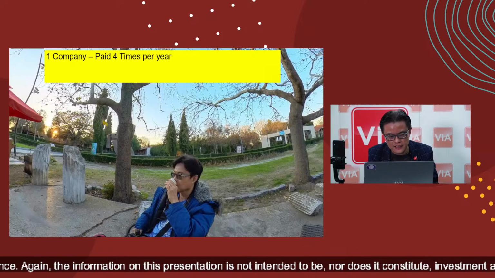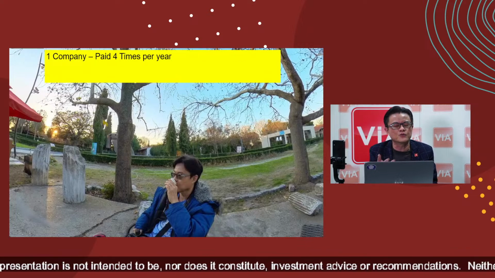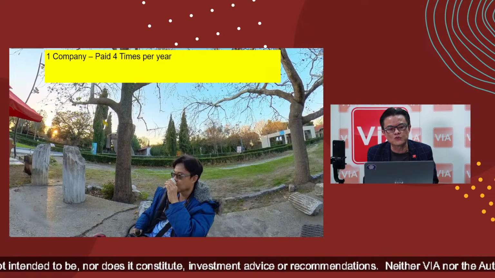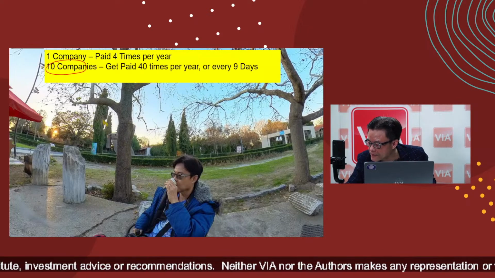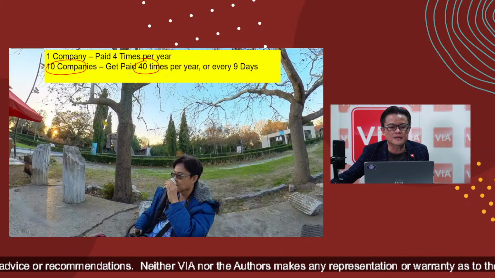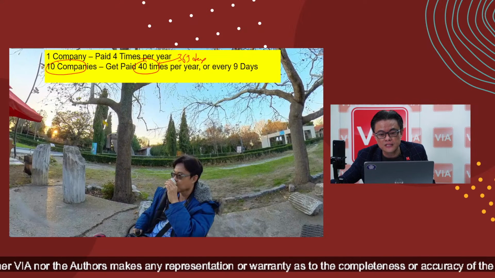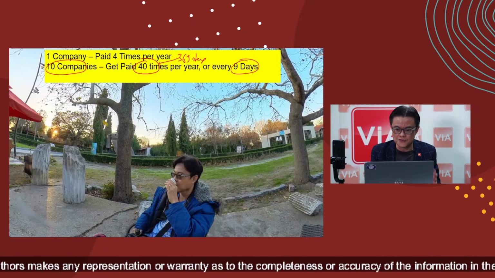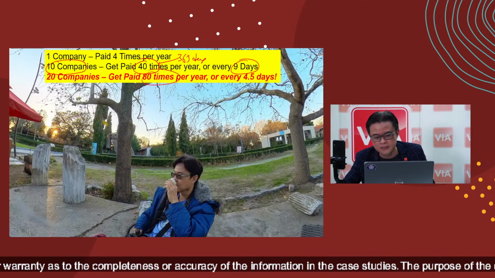At the end of the day, you want to invest in a business that's being analyzed by combined intelligence, not artificial intelligence. If you invest in one US company, all of you might know that one US company usually pays dividends 4 times. If you invest in 10 US companies, you get paid dividends 40 times. If I take 365 days divided by 40, you get paid every 9 days. And if you build a portfolio of 20 companies, you get paid 80 times per year.